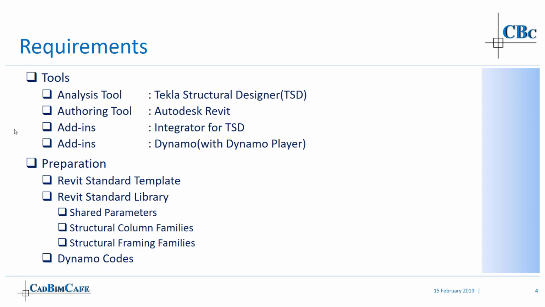Then second thing is the preparation. Come to the preparation, we should have the Revit standard templates, we should have the Revit standard library as well. And the library, we should have the kind of shape parameter and kind of structural columns and structural framing as well. And finally, we need to have some Dynamo code to improve or to increase our productivity.